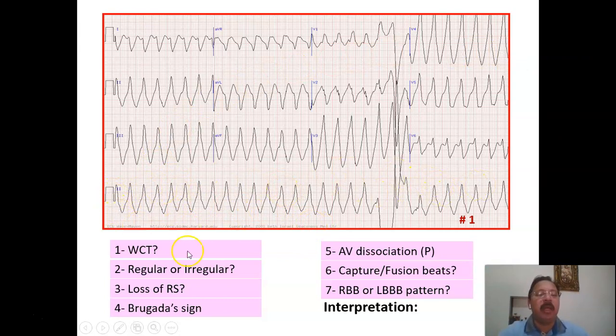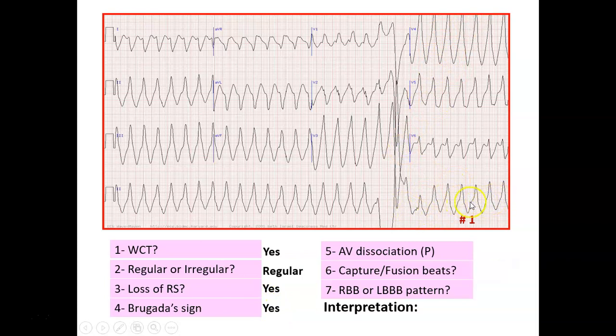So this is the first ECG, and look carefully at the whole ECG and especially the rhythm strip. Is it wide complex tachycardia? The answer is yes. Regular or irregular? It's regular. Look at the chest leads, and is there loss of RS? The answer is yes, so this is ventricular tachycardia. But let's continue. Brugada sign: yes. Atrioventricular dissociation: it's difficult to find any P waves or any capture or fusion beats. And the morphology of the QRS complexes in leads V1, V2 is the right bundle branch block pattern.